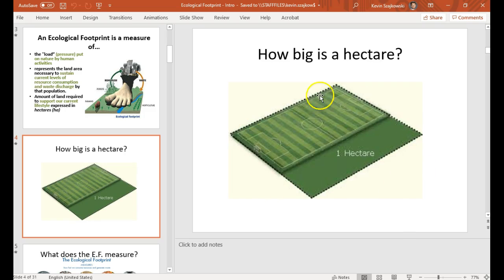And so in terms of visualizing how much a hectare is, you can see the size of a full-length soccer field plus another sort of 50% or so. That's a hectare of land.